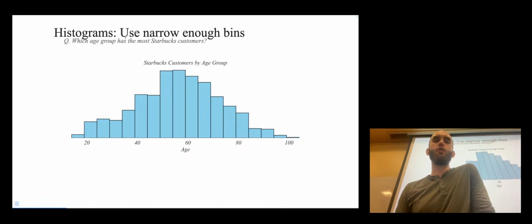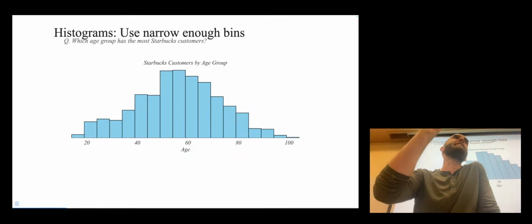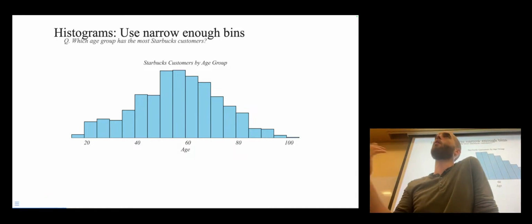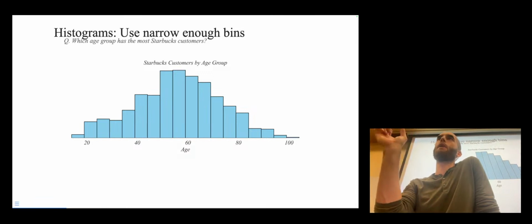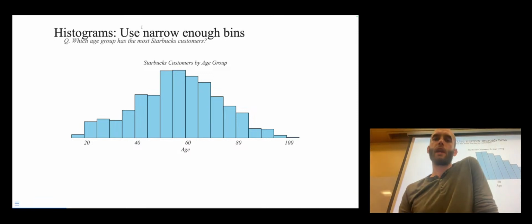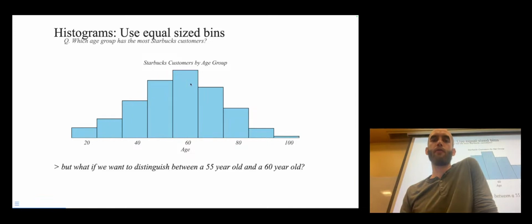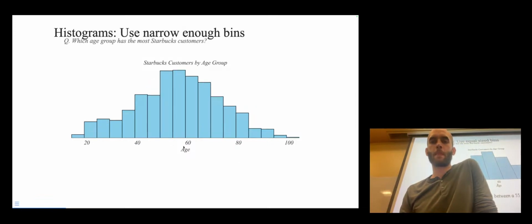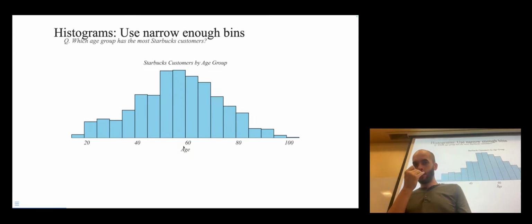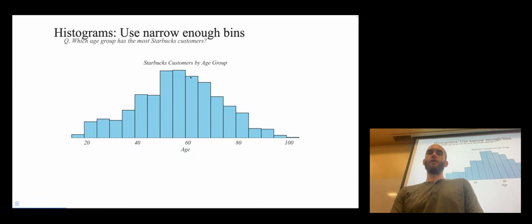So if you want more precision in your figure, if you want to communicate more detail in the distribution, one thing you can do is create narrower bins. So what I've done here is create bins of 5 years, where before I had bins of 10 years. So this would allow us to answer the question we had before. You can see the 60-year-olds don't buy quite as much as the 55 to 60-year-olds. So we have these two bins, and you can now distinguish between these subgroups.